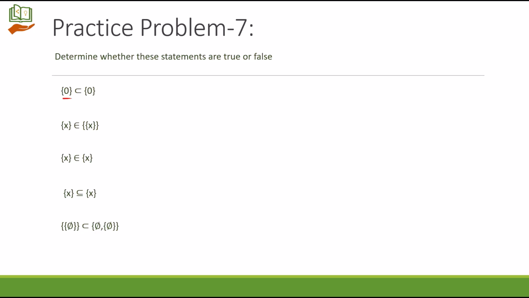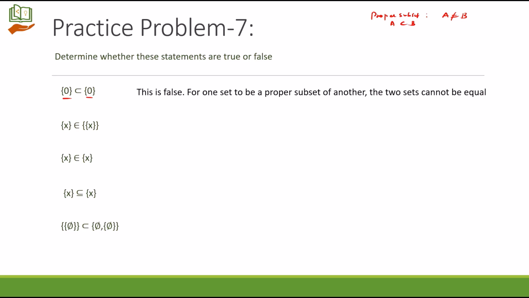Both the sets are actually equal, but they are given as proper subset. If there are 2 sets, namely A and B, that are defined under proper subset, A should not be equal to B, but they are equal, so the first one is false. For one set to be a proper subset of another, the 2 sets cannot be equal. What about the next one?